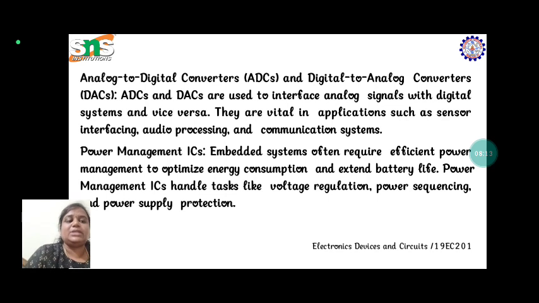The embedded system often requires efficient power management to optimize energy consumption. Power management ICs are about power consumption. Day to day we are using power. Power management ICs mean that if I am using some application, I have to use it for a longer time. So in those cases, for particular ICs, I go for a power management IC. The power management IC handles tasks like voltage regulation, power sequencing and power supply protection.